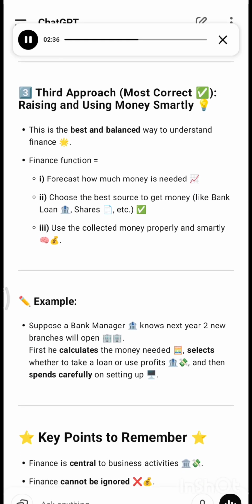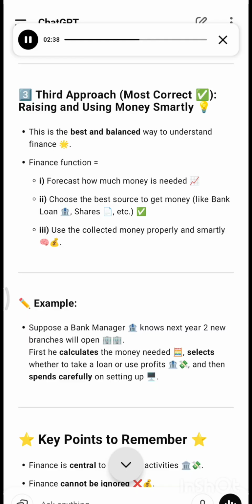3. Third approach, most correct. Raising and using money smartly. This is the best and balanced way to understand finance. Finance function equals I forecast how much money is needed. Choose the best source to get money, like bank loan, shares, etc. Use the collected money properly and smartly.